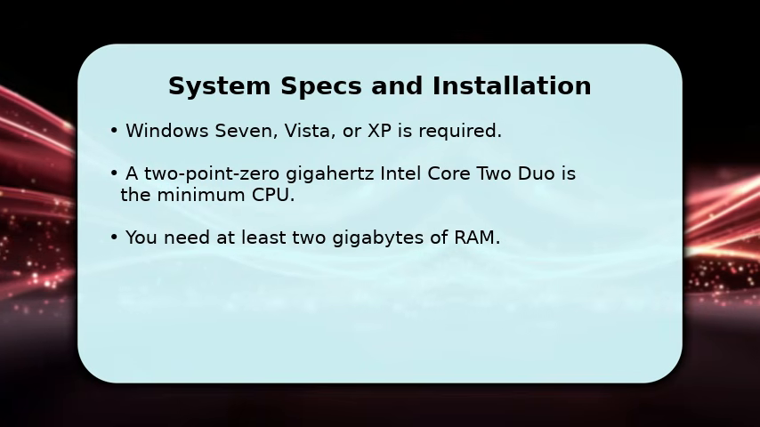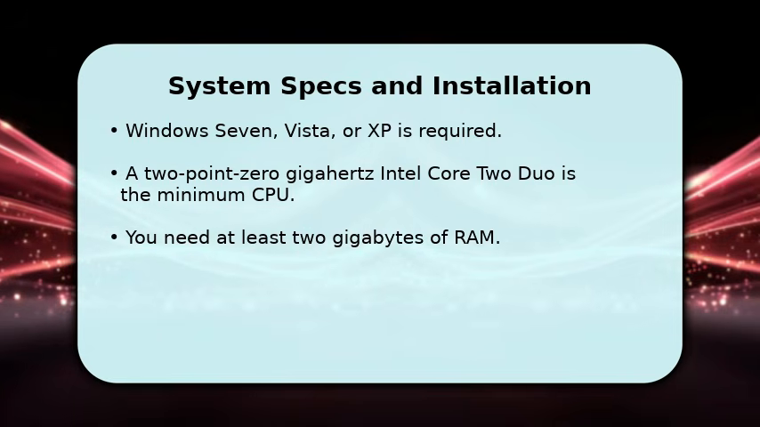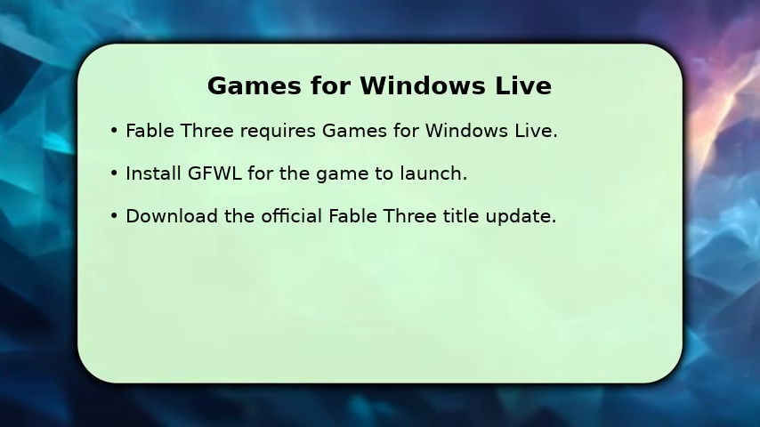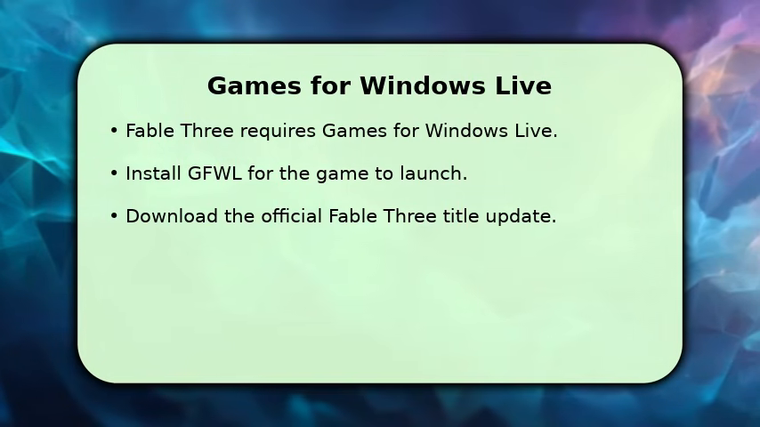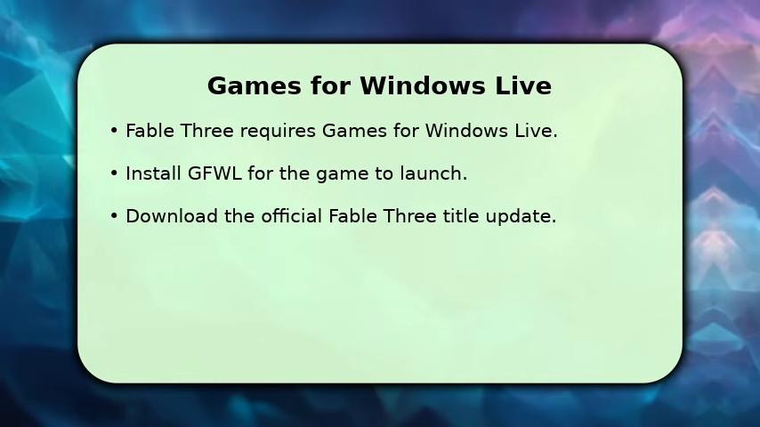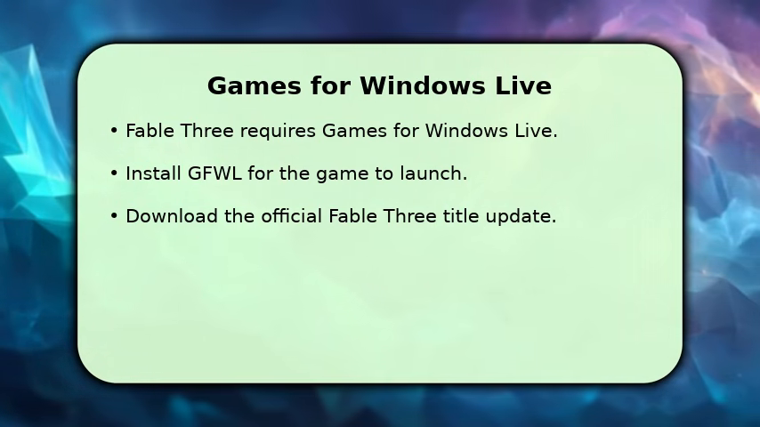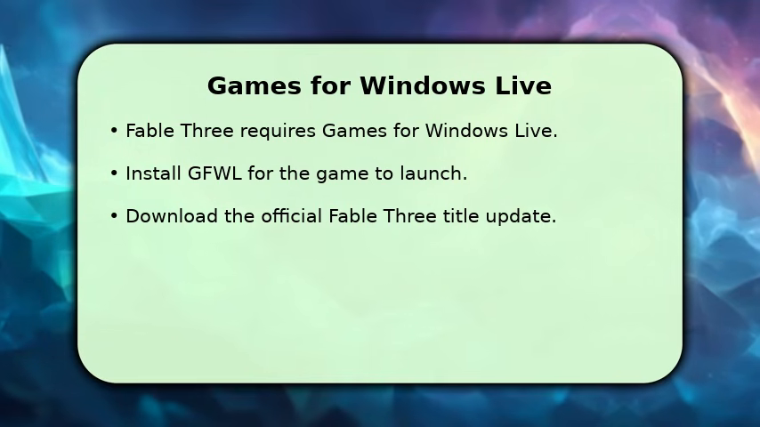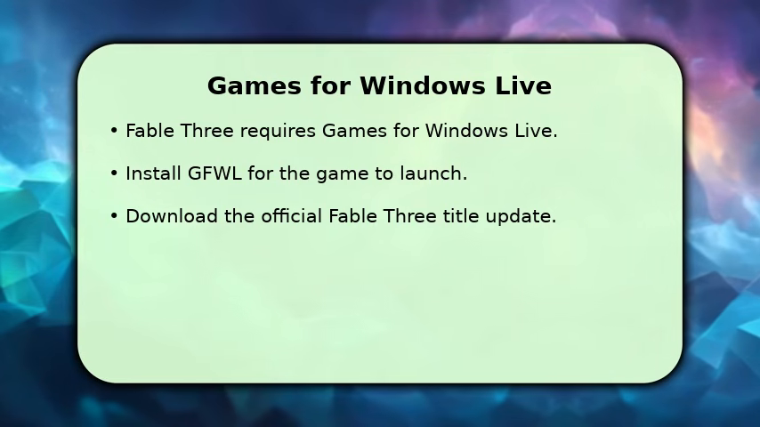Once your system is ready, simply insert the disc and follow the on-screen installation prompts. A crucial step for playing Fable 3 on PC involves Games for Windows Live, or GFWL. This service must be installed on your computer for the game to launch successfully, even if you're playing offline. After installation, it's highly recommended to download and apply the official Fable 3 title update to address initial bugs.